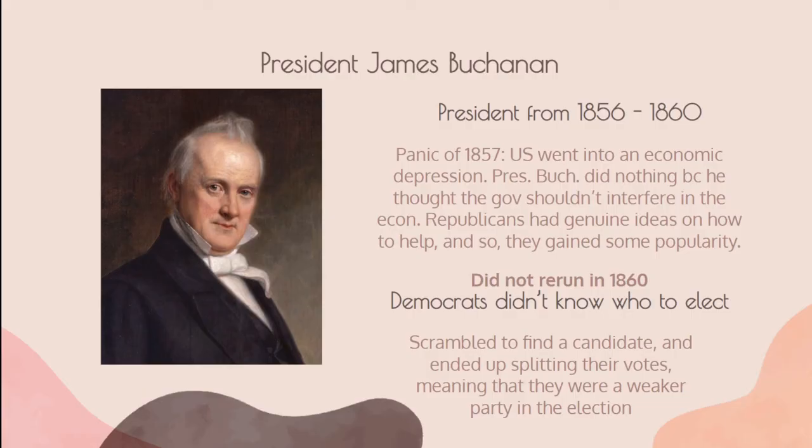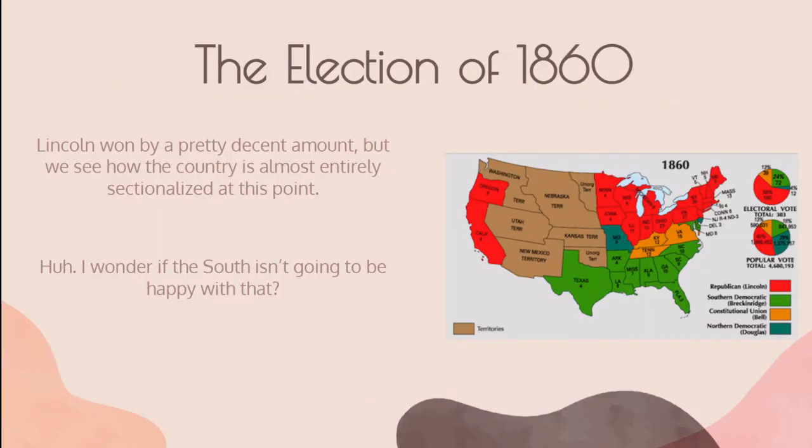So the Republicans, on the other side, had genuine ideas on how to help, so they gained a lot of popularity. This is how we see how Lincoln won in the future, and he promised he wouldn't rerun in the later election, and he followed through on that. So the Democrats really didn't know who to elect. They scrambled to find a candidate that ended up splitting up their votes, meaning they're a lot weaker already going into the election. Election of 1860.